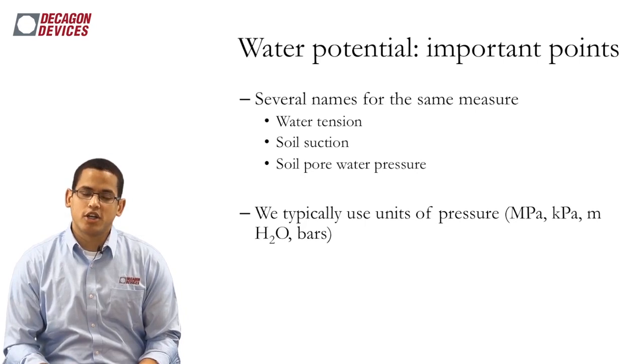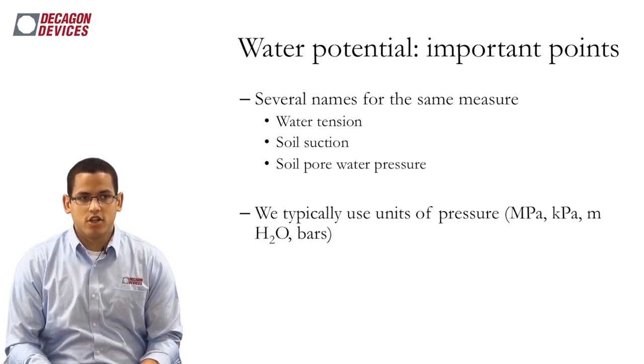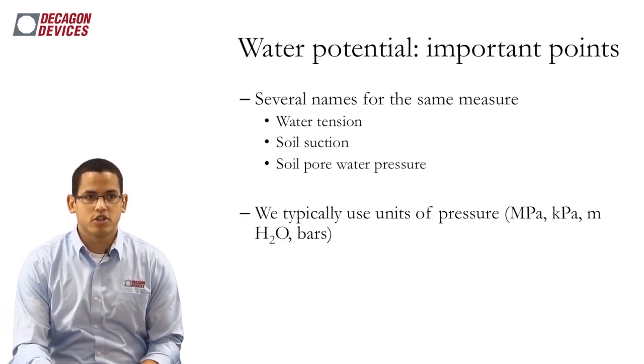Typically when we're talking about water potential in soils, we use units of pressure, for example, megapascals, kilopascals, meters of water, or bars. It can also be expressed as an energy state, for example, joules per kilogram. But most people most likely use kilopascals or bars. Those are some pretty common terms.